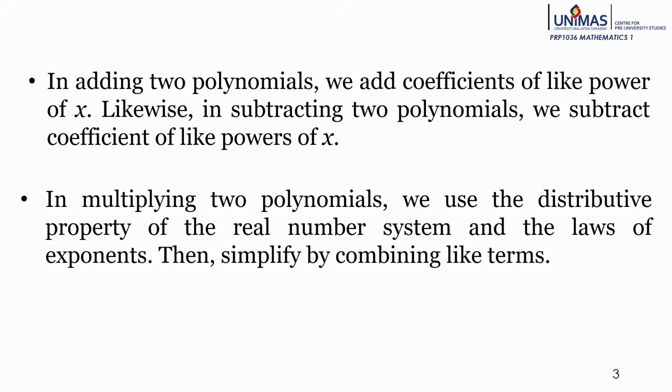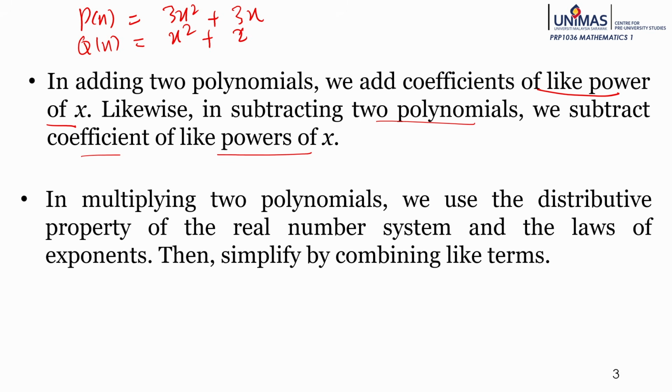In adding two polynomials, we add the coefficients of like powers of x. Likewise, in subtracting two polynomials, we subtract the coefficients of like powers of x. Let's see the example here. Let P(x) equal 3x squared plus 3x, and then we have Q(x) equal to x squared plus 4x.